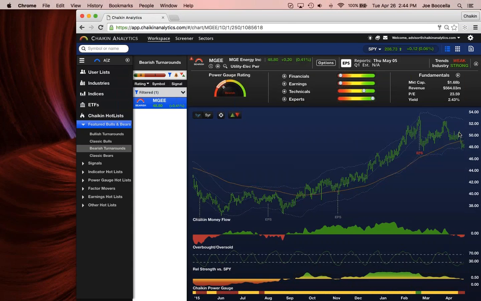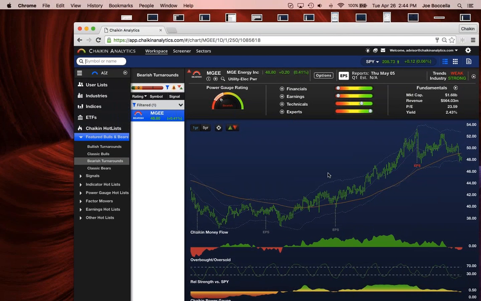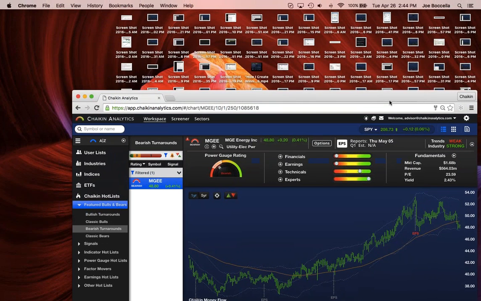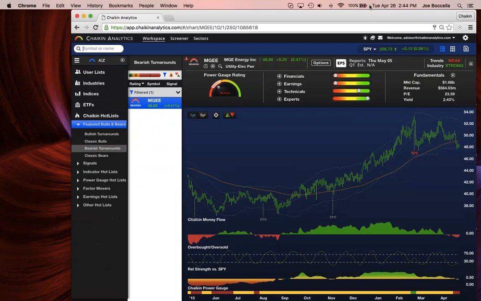Imagine before you had Chaikin Analytics, where you didn't have any kind of indication like the Power Gauge rating. Imagine if you're just looking at the price chart here. This is a relatively good sign, right? You can see it's done really well, and it's pulled back a little bit. That's fine. But with the Power Gauge rating, you can see a forecast. In a lot of ways, it's like checking the weather. Having the Power Gauge rating here makes you aware of when danger is ahead.